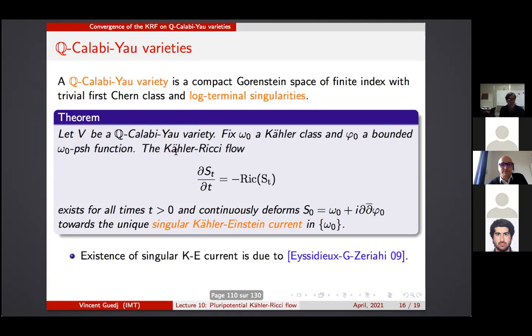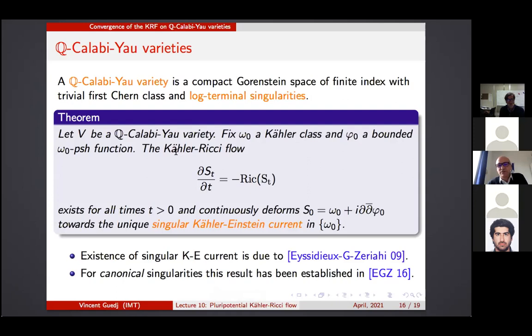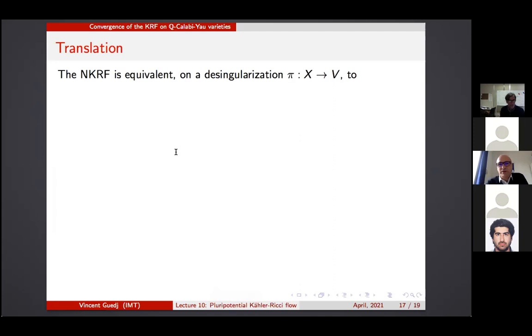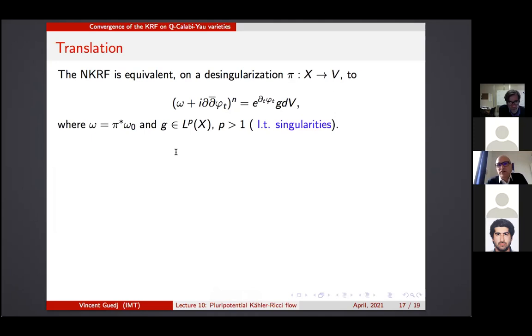And let me also mention that with viscosity tools, the same result was obtained by Eyssidieux and Guedj and Zeriahi when the underlying variety has only canonical singularities. Okay, so the proof goes by translating this problem into a problem of complex Monge-Ampère flow. So here is the flow. It takes a rather simple form. In particular, you see that omega does not move with time. It's the pullback of a Kaehler form.